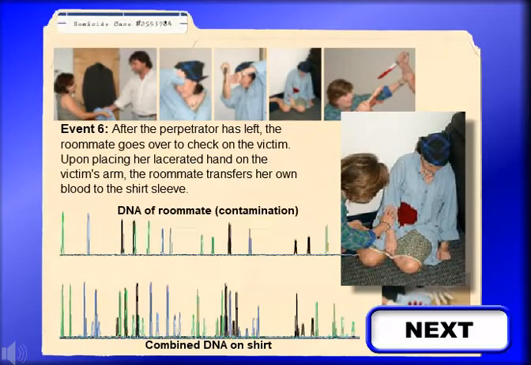Event 6. After the perpetrator has left, the roommate goes over to check on the victim. Upon placing her lacerated hand on the victim's arm, the roommate transfers her own blood to the shirt sleeve.